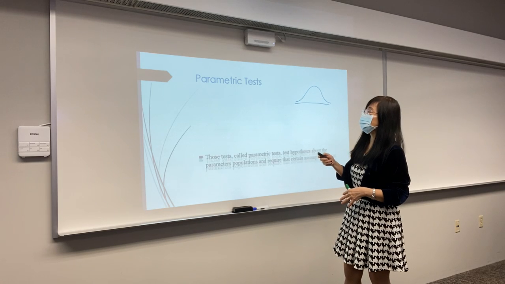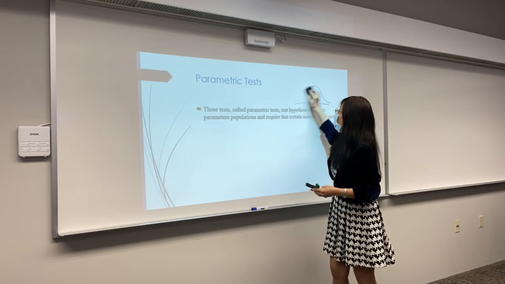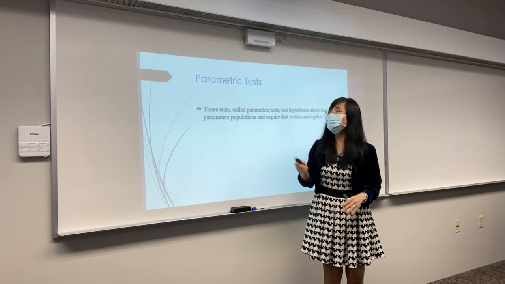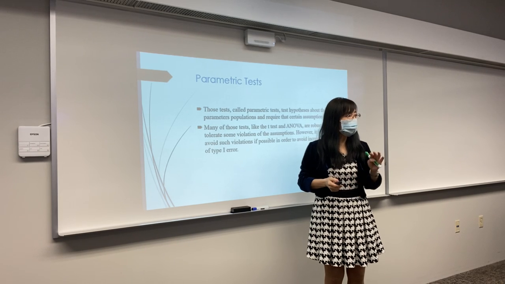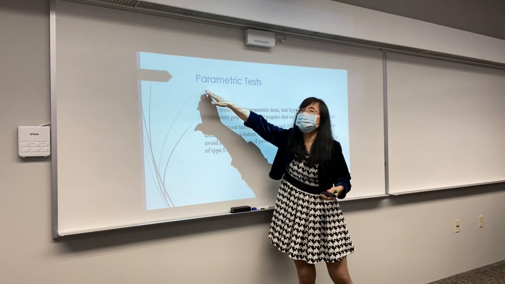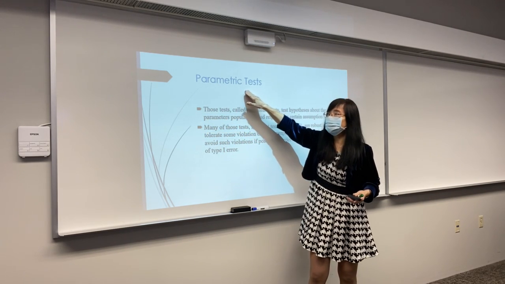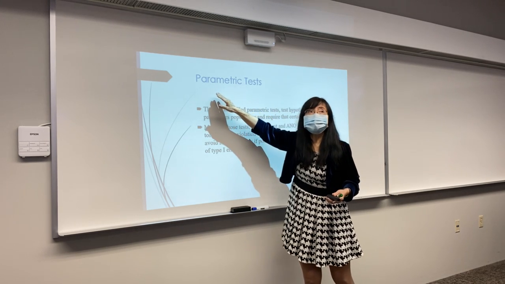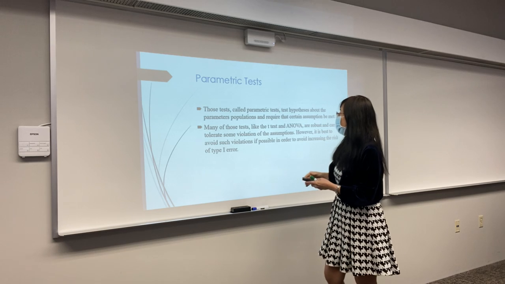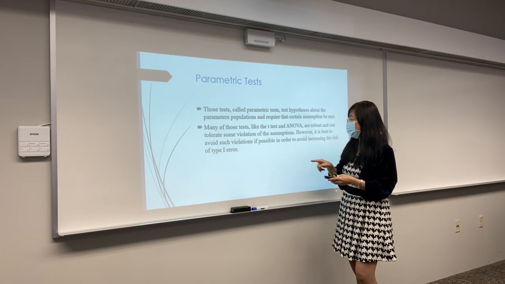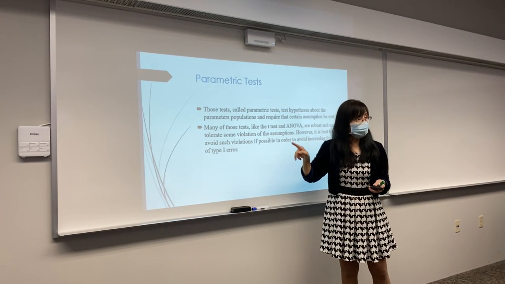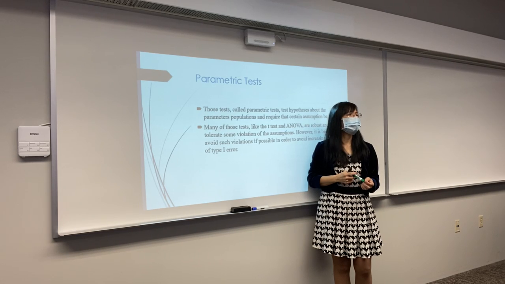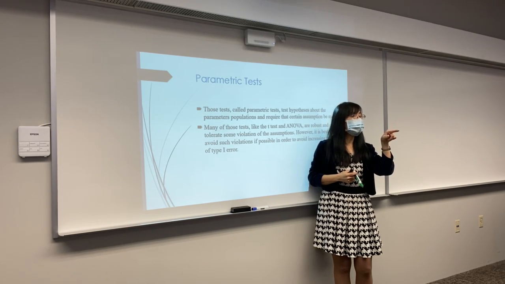If they all match these assumptions, then you are doing what we call a parametric test. Parametric is actually the kind we just finished. Tests like the t-test and ANOVA are parametric tests. If your data can fulfill those assumptions, your data is normally distributed and the variance is homogeneous, then you are doing a parametric test. We use ANOVA and t-tests to avoid type 1 error. Does anybody still remember what a type 1 error is? You reject, and then what?